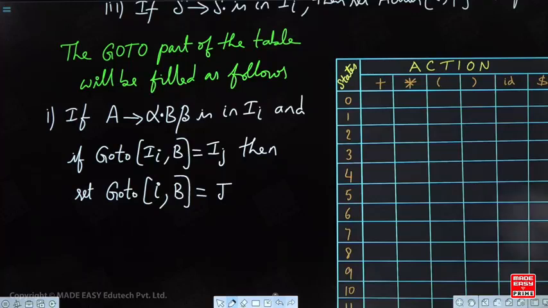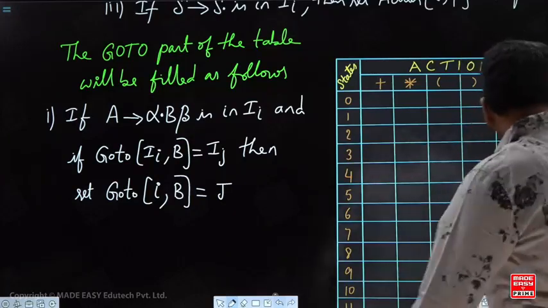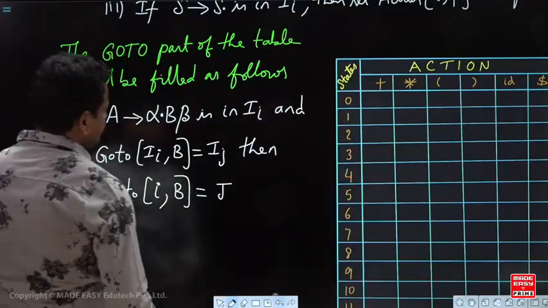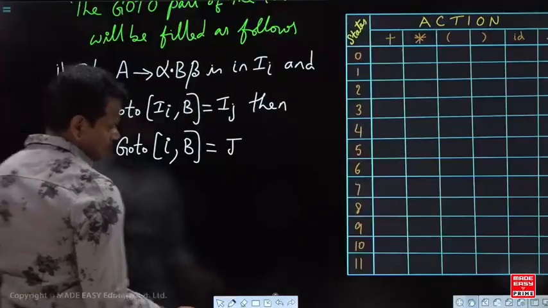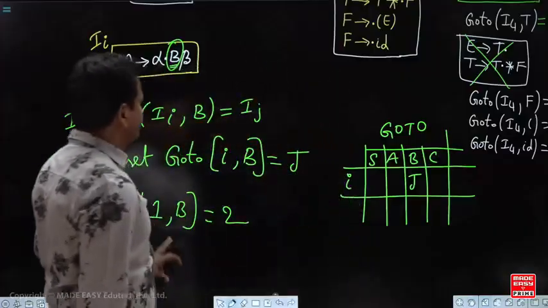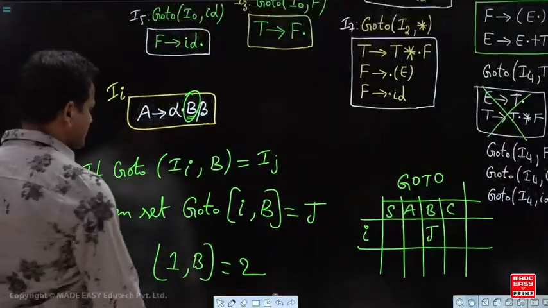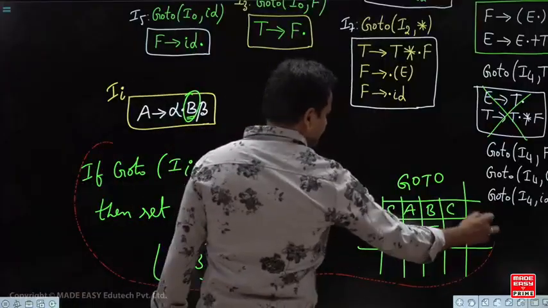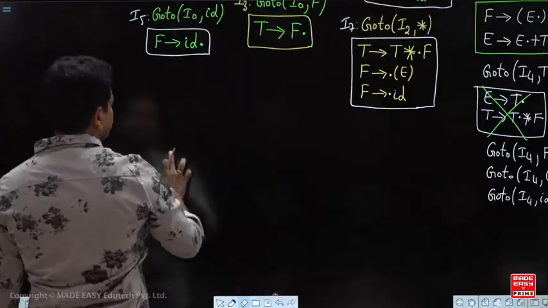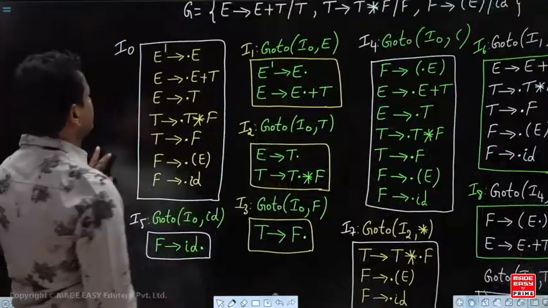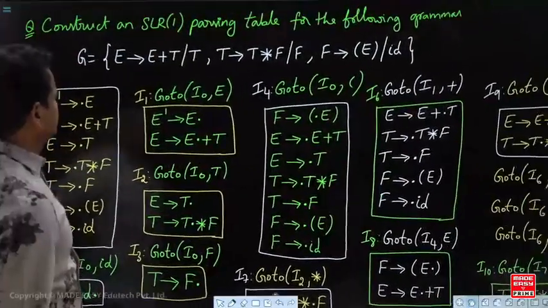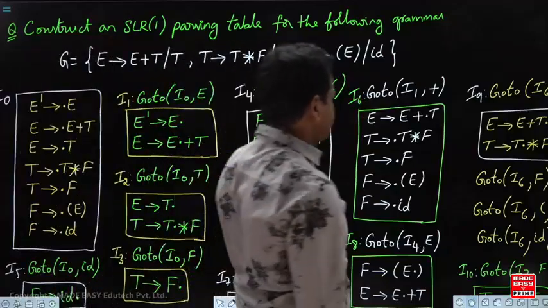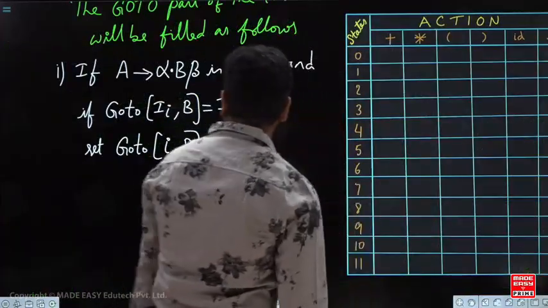Okay, now every one of you, before starting the construction of the table, give the numbering to every production. Give the numbering to every production. This is 1, this is 2, this is 3, 4, 5, 6. So give the numbering to every production.